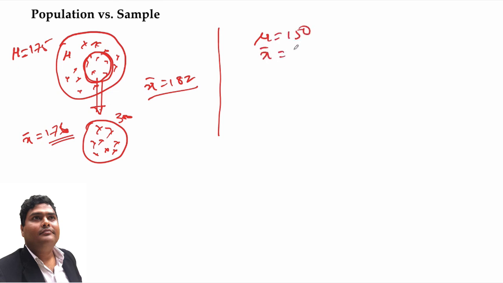Now for Sham's case, mu was 150, x bar or the average value was 40 and the cutoff value we considered was 120, right? So this was the hypothesis. Now I said that the null hypothesis will be H0 and this will be H1.